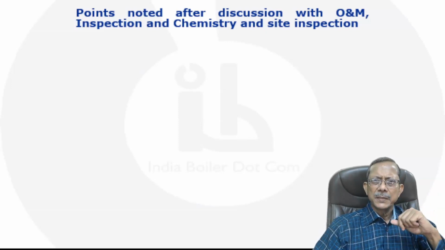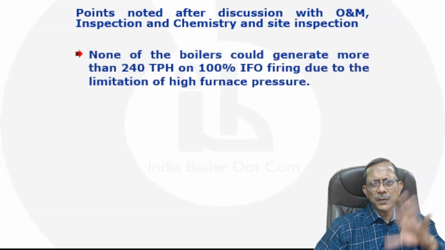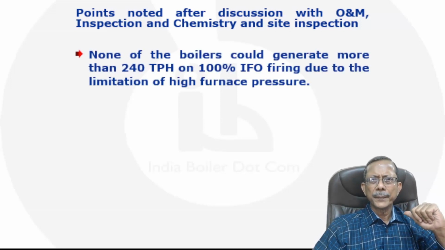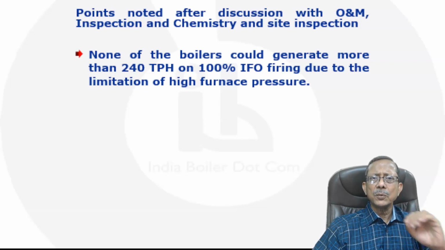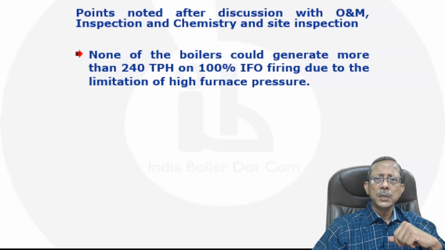So after discussing with all these O&M people, I'm going to share my findings. The first thing I came to know from the operation people is that these boilers were 270 tons per hour boilers, right, with a maximum capacity of 291. Right from the beginning, they never could generate more than 240 tons per hour. Even when they are trying to generate 230, 240 tons per hour, the furnace pressure is almost reaching the high alarm level, furnace pressure, right?